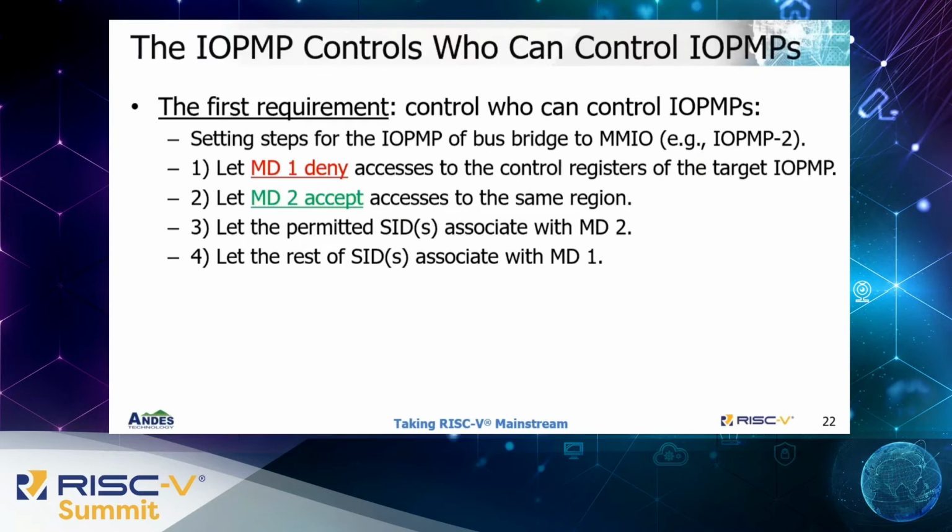This is a reference flow to control which SID can control the target IOPMP. We need to use two memory domains. Here are memory domain 1 and 2. MD1 is used to deny control operations to the target IOPMP, and MD2 allows these operations. Then the SID of the permitted bus master is associated with MD2. Meanwhile, the rest of the SIDs are associated with MD1.